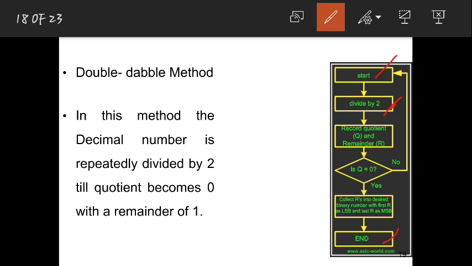Then I should check whether my quotient is equal to 0. If yes, then I should collect the remainders into the desired binary number, with the first remainder as the LSB. I am writing from the downward to upward direction, so that downward should be my MSB, and I have written in this direction, right?